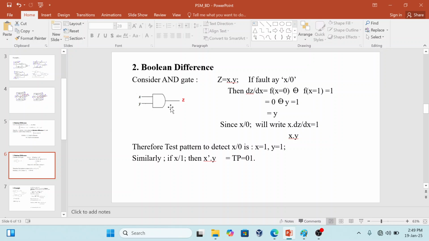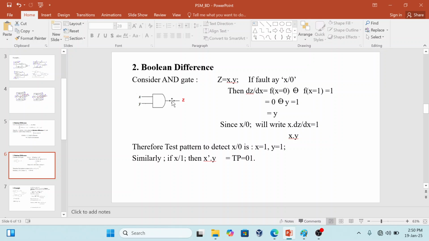As you already are aware of how to find the faults in a given circuit, just for an example, take an AND gate. If there are two inputs and one output, the total fault sites in this two input AND gate is 3. So the total stuck-at faults are 3 into 2, that is 6. Those 6 are x stuck at 0, x stuck at 1, y stuck at 0, y stuck at 1, and similarly the output may be stuck at 0 and stuck at 1. So there are 6 faults which we can consider for the AND gate.